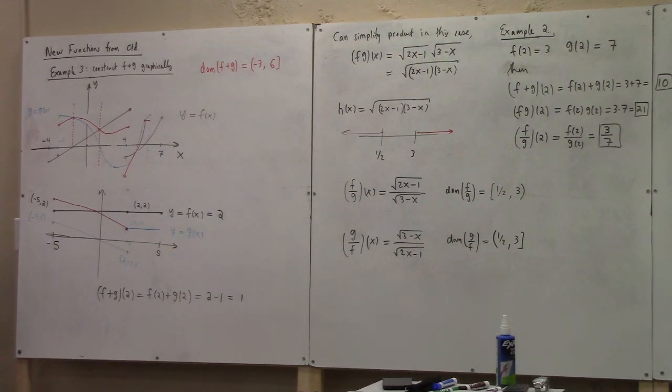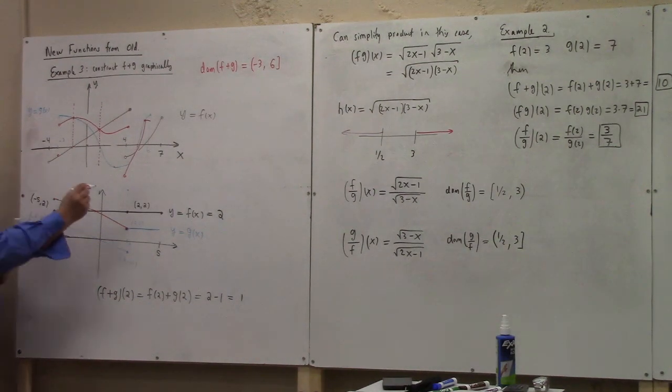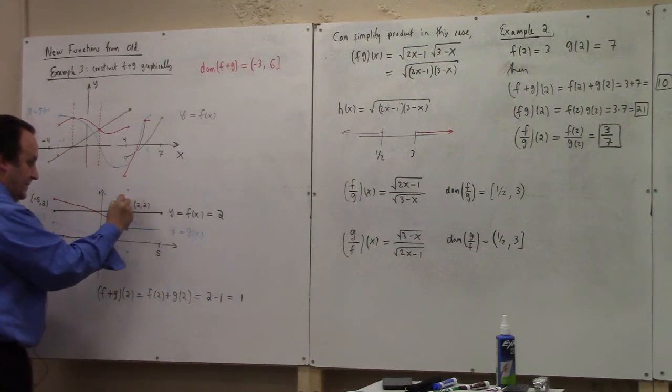And then what happens? Then past that point, we add the blue and the black, and where do we go? 2 plus 1 is 3, right? So it jumps up here, like that.